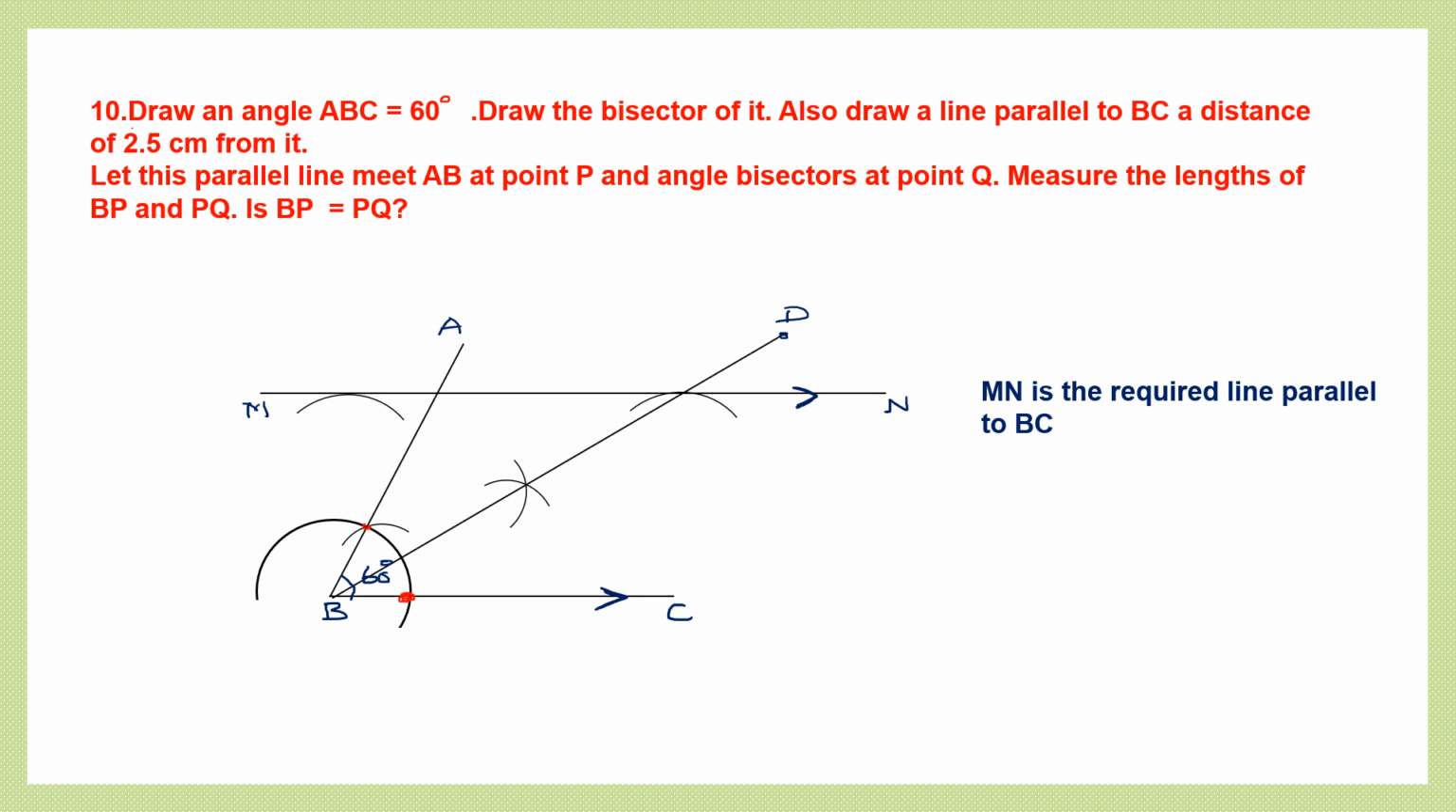So what have we done so far? We have drawn an angle of 60 degrees. We drew the bisector of it. Now we were asked to draw a parallel line, and we have drawn the parallel line 2.5 centimeters from it. So we finished all those parts.